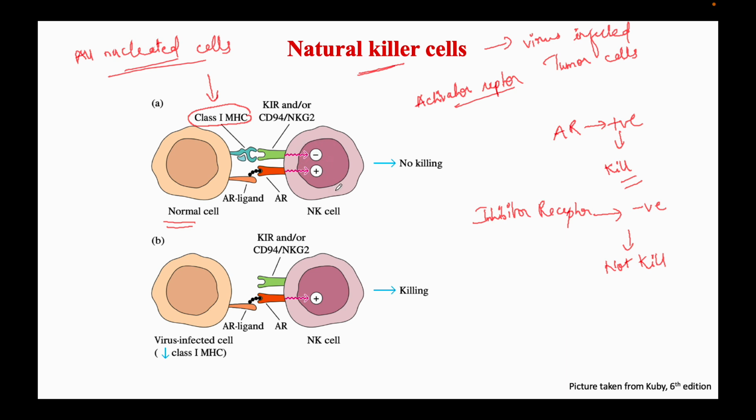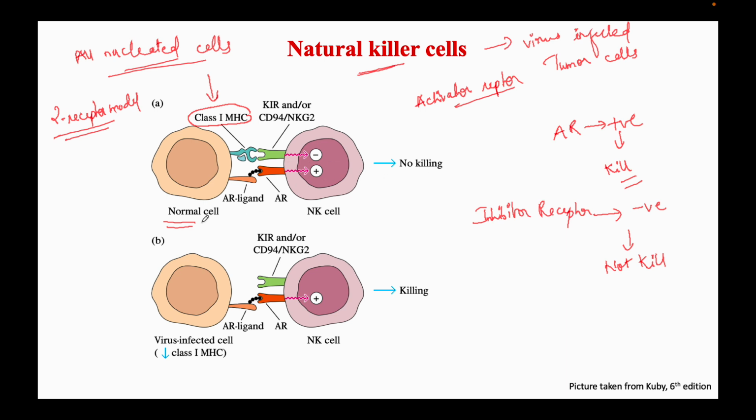So that's why this type of mechanism is the two receptor model, okay, for NK cells, for natural killer cells to kill the cells. So this is a two receptor model in which they have an activatory signal from the activating receptor and they have an inhibitory signal from the KIR receptor, okay, very simple.